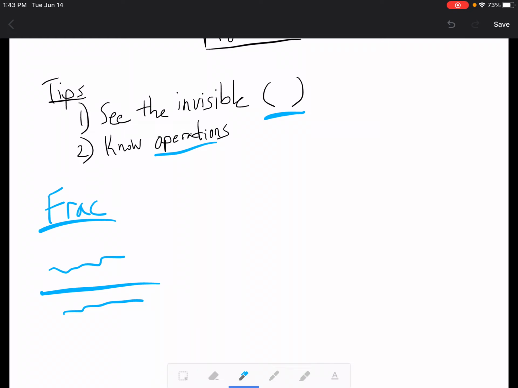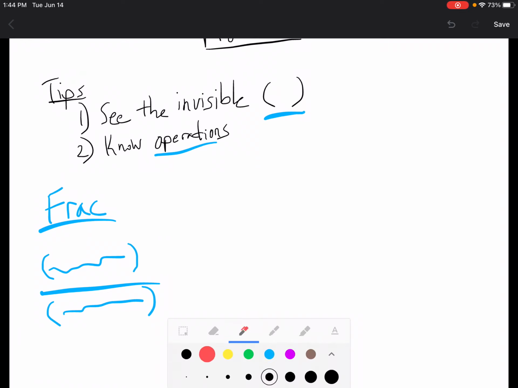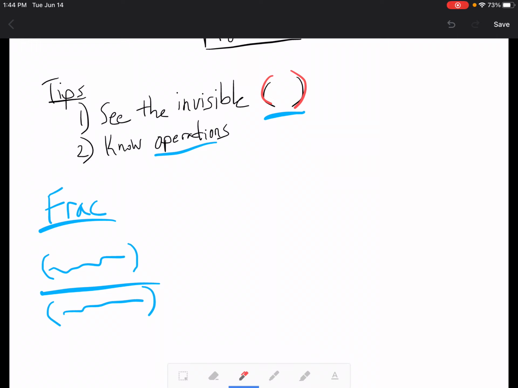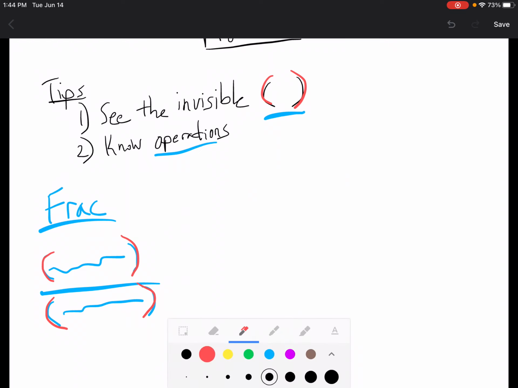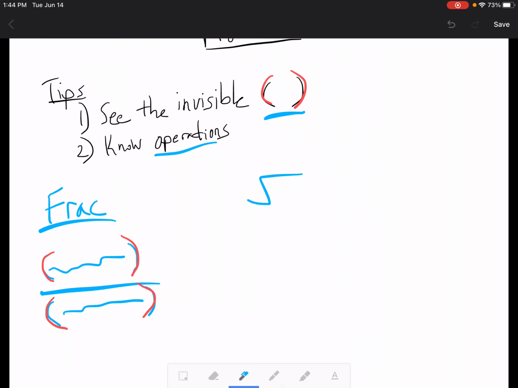Now the catch here is to know that there are invisible parentheses around the numerator and around the denominator. So actually, let me do that in a slightly different color so that way we kind of pick that up. So we got to know where these invisible parentheses are. They're right here around the numerator and denominator, meaning we're going to focus on the numerator and then the denominator separately. The second category I want to point out are your square roots.